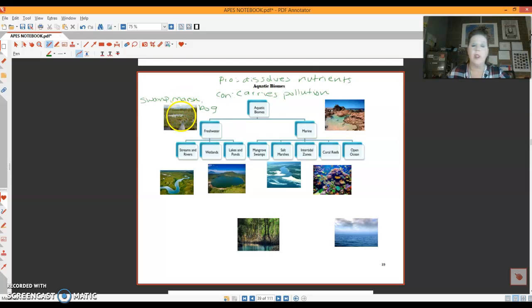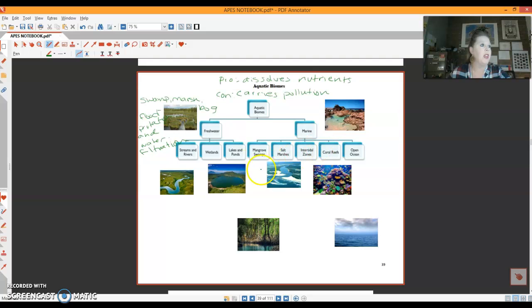So wetlands actually provide a really important ecosystem service to humans because they protect the mainland from flooding. So we're going to write down flood protection and water filtration. So they do a great job of filtering some of the impurities, the pollution, the trash, the waste out of the water.